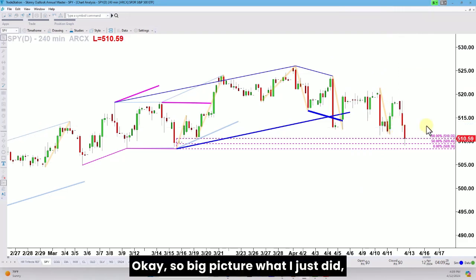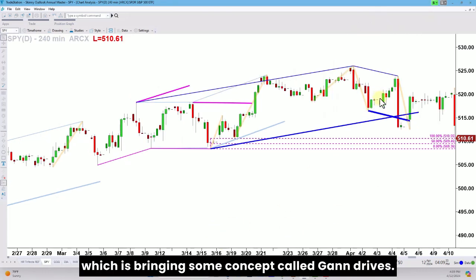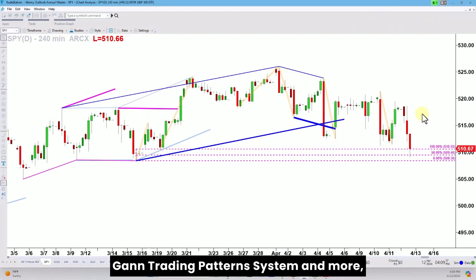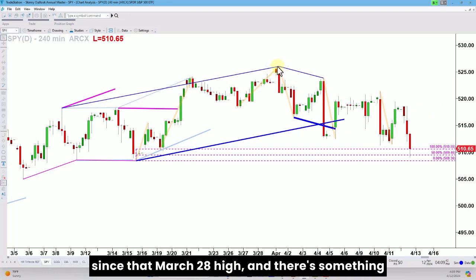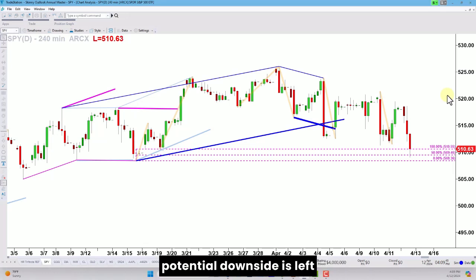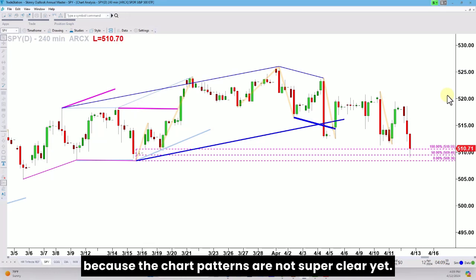Okay, so big picture, what I just did, which is bringing in a concept called Gann drives, I talk about it in my Gann book, in my Gann trading pattern system and more, is I just looked at the directional moves since that March 28th high. And there's something interesting going on in terms of how much potential downside is left before there's a decent recovery. Not necessarily a new uptrend, guys, okay? We still have time that needs to unfold because the chart patterns are not super clear yet.